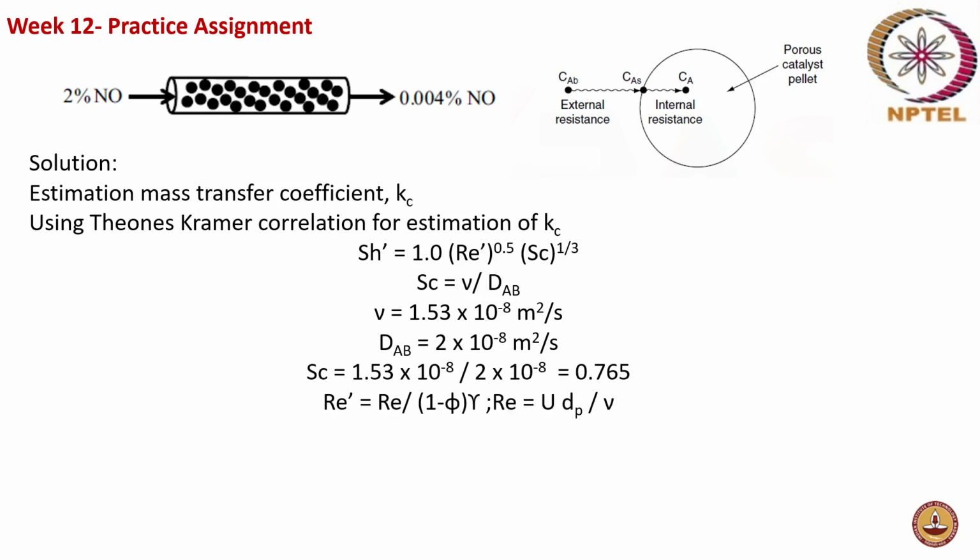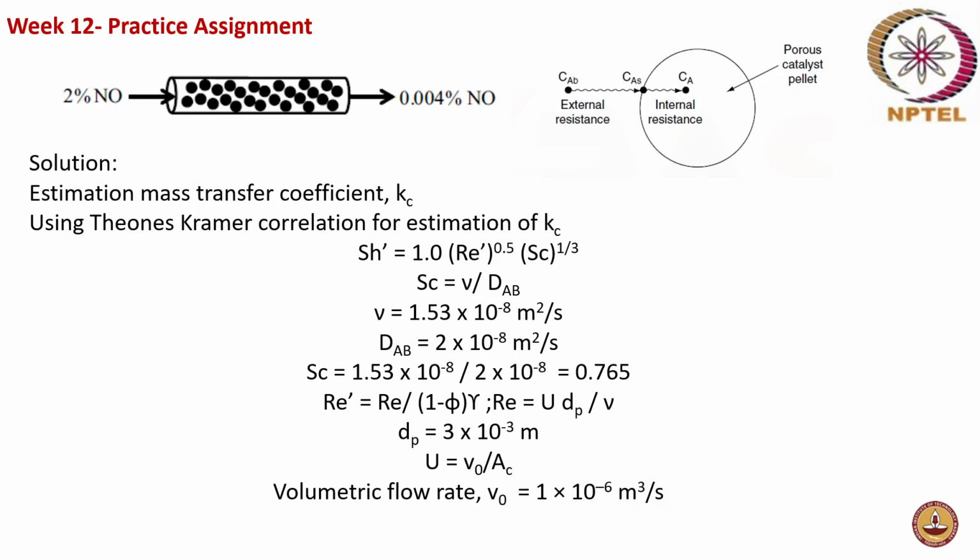And then the modified Reynolds number is Reynolds number divided by 1 minus phi, where phi is the porosity of the bed, into gamma, where gamma is nothing but your sphericity. Sphericity here is 1. Okay. And from here we need the value of Reynolds number. Reynolds number can be written as the superficial velocity into the diameter of the particle divided by the kinematic viscosity. So diameter of the particle here is 3 into 10 power minus 3 meter. Superficial velocity can be given by volumetric flow rate by area of cross section of the bed or the tube.